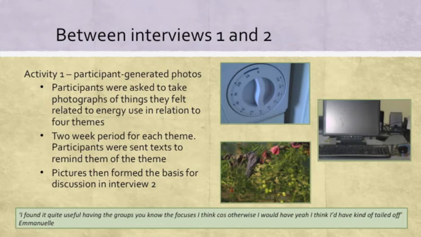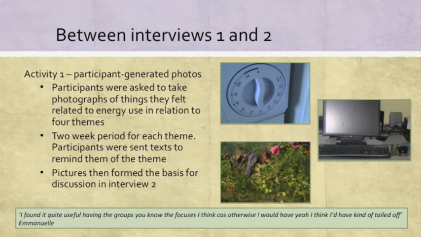So at the beginning of each of those periods, we sent a text message reminding them of those themes and asked them to take pictures. We didn't give them any guidance on numbers of pictures to take, which meant we received between 400 and 500 pictures per person, which was a bit of a challenge in terms of getting through that in the second interview.